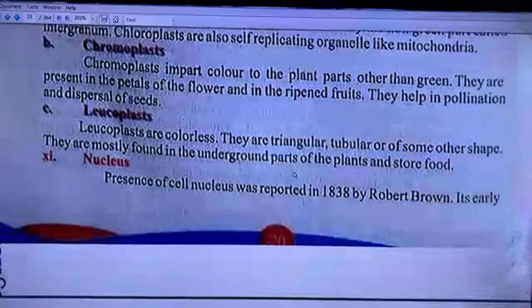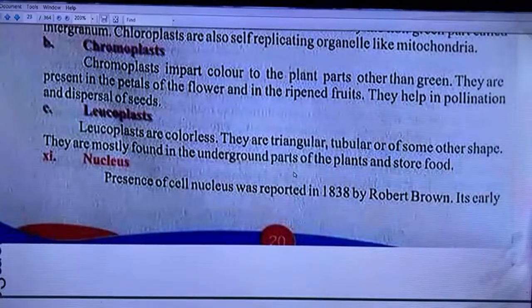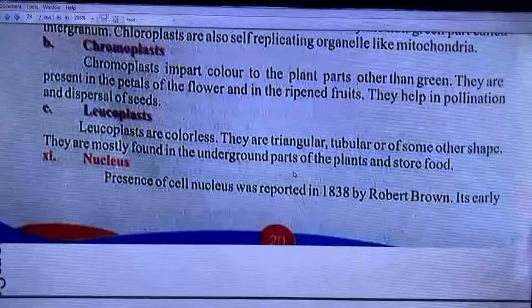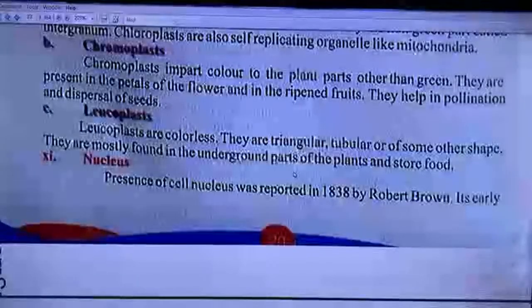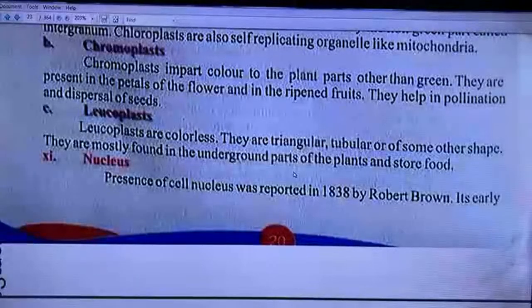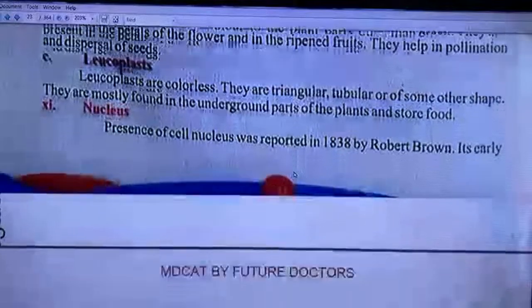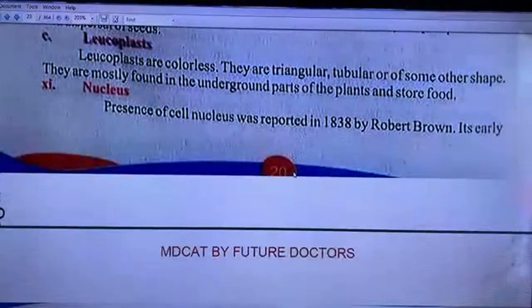Chromoplast. Chromoplasts impart color to the plant parts other than green. They are present in the petals of the flower and in the roots. They help in pollination and dispersal of seeds. Leucoplasts. Leucoplasts are colorless. They are triangular, tubular, or of some other shape. They are mostly found in the underground parts of the plant and store food.